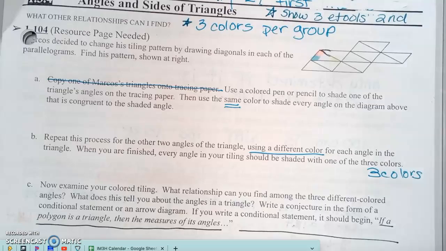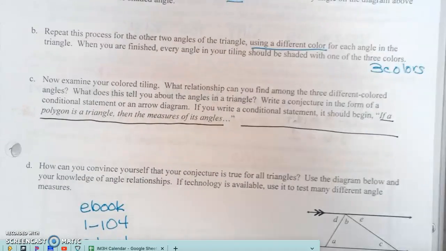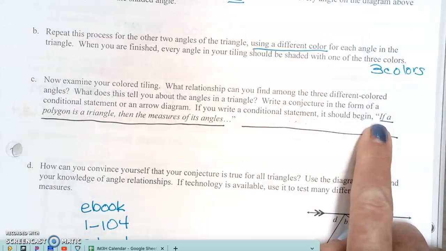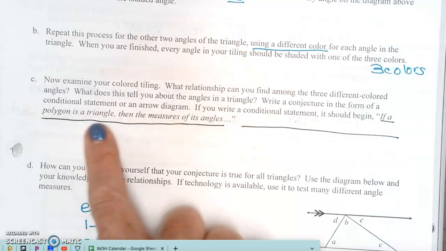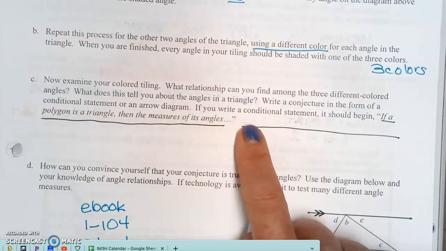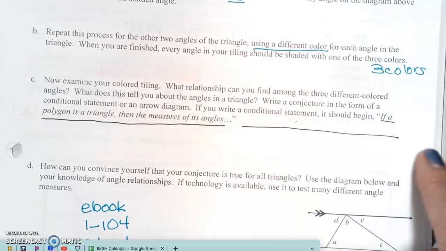Now, once you are done, you're going to come back. You're going to examine your colored tilings, and you're going to see if you can figure out a relationship. So what relationship can you find among the 3 different colored angles? What does this tell you about the angles in a triangle? Write a conjecture, and it starts the conjecture for you right here. It starts with, if a polygon is a triangle, then the measures of its angles, and if you can figure something out, you're going to write it right here.